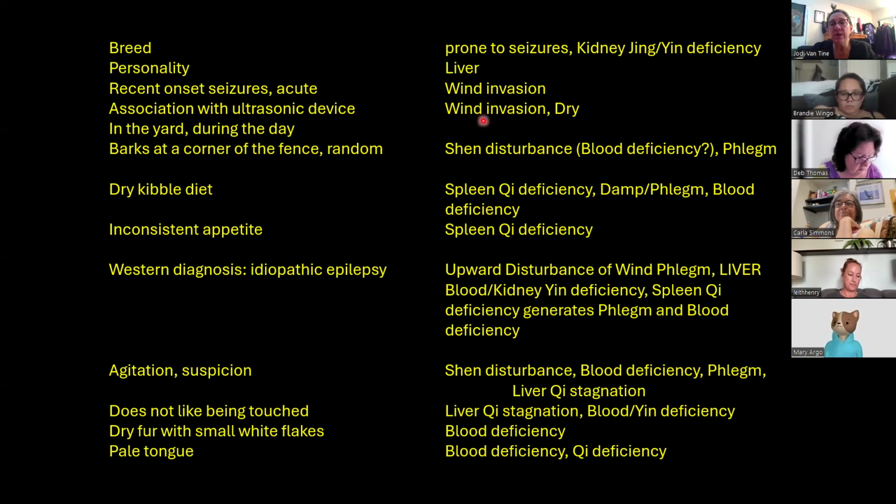Wind. The other thing I wanted to say about wind is the liver is really the source or the major source of internal wind, again, from dryness and generating that wind that carries heat and phlegm up. So here I put a wind invasion because it was acute onset of seizures and seemed to be associated with an outside device. But you may also have, from the blood and yin deficiency, the liver generating internal wind. And so we talked about if you have internal deficiencies or internal excesses, when there's something that happens on the outside, that just exacerbates that, okay?